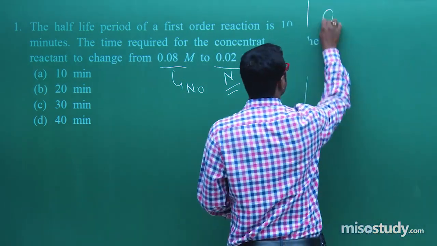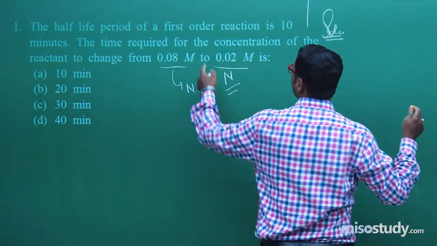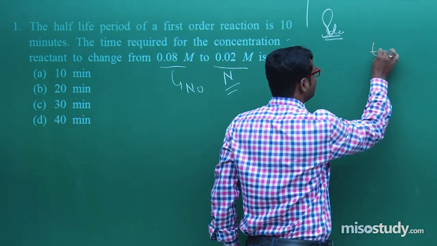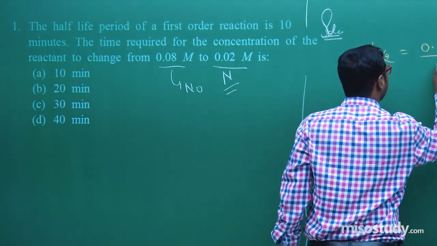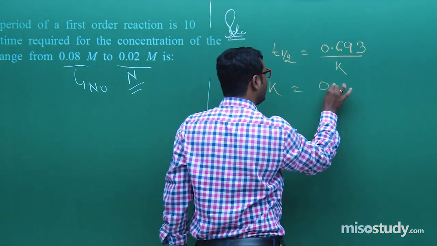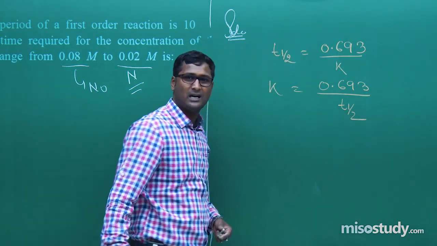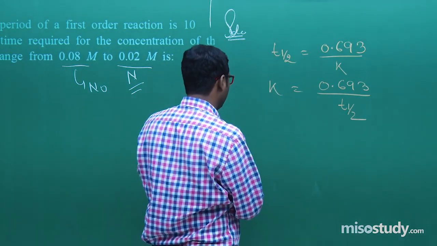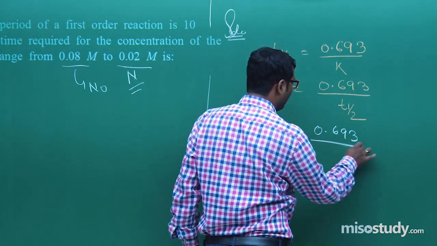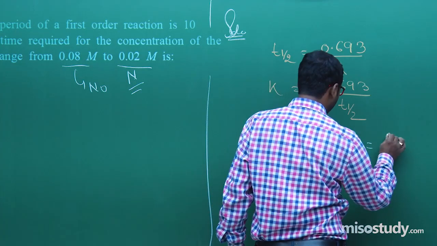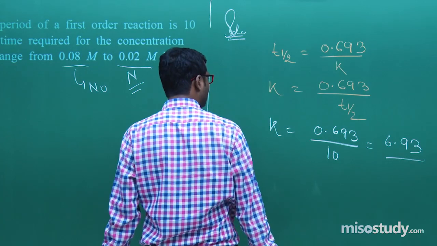Now how to solve the question? It's very simple. As we know the half-life is 10. That is T half is equal to 0.693 upon K. So K is equal to 0.693 upon T half. Now put this value here, that is K is equal to 0.693 upon 10. Now what will happen? It will be around 6.93.